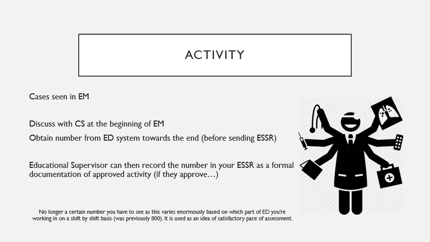There used to be a target of seeing 800 patients in A&E over 6 months, but the number that you actually see can vary widely based on where you spend your time. So, for example, you'll see far more patients per hour if you're in minor injuries than if you're in resus. So this number's been scrapped now, and you basically just need the okay from your supervisors that they're happy with your level of activity.